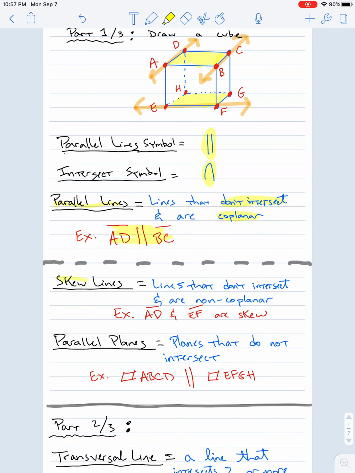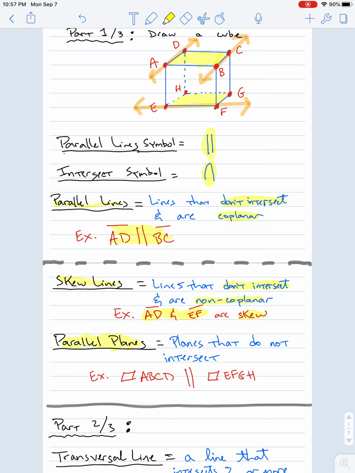So that's parallel lines. How about skew lines? These are lines that also don't intersect, but they are non-coplanar. For example, AD and EF are skew lines. Think of skew lines as lines that, sure, are like parallel, but they're moving in different directions. Best way to think about them.